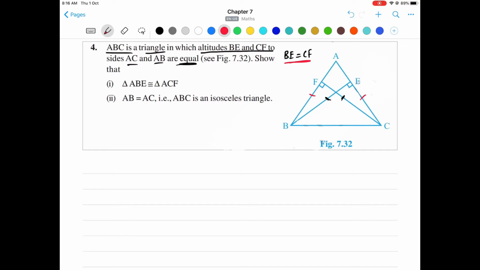So we have to prove that triangle ABE is congruent to triangle ACF, and AB equals to AC. Okay, we have to prove two things here.